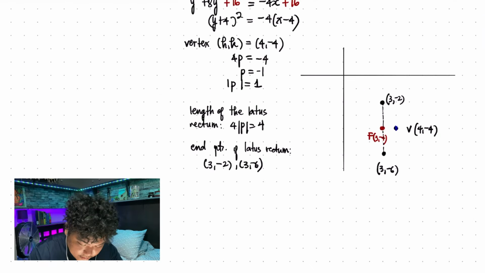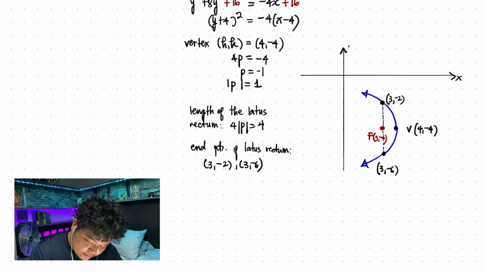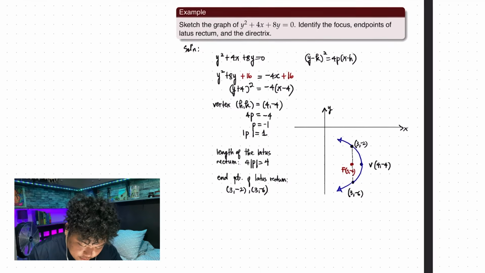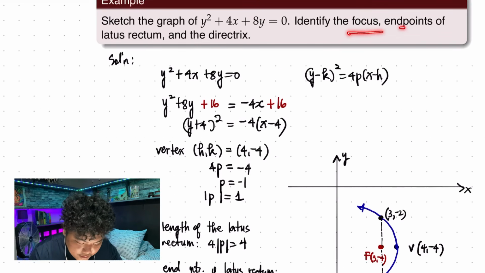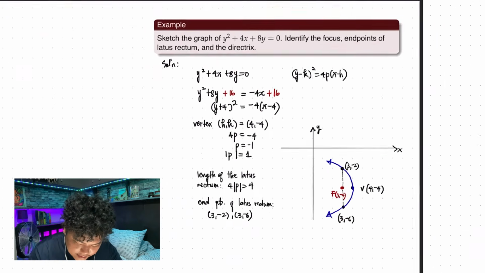Anong itsura ng parabola natin? Ibublo ko na lang. So, something pa ganyan. Ano pa ibang hinihingi? Kompleto na ba to? So, nangihingi din siya ng directrix, kasi meron na tayong focus at endpoints ng latus rectum.